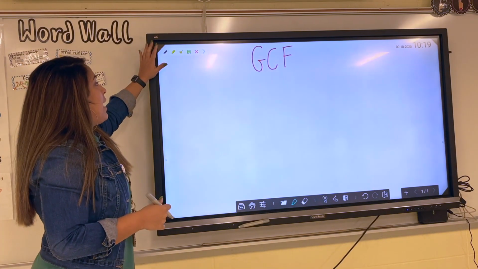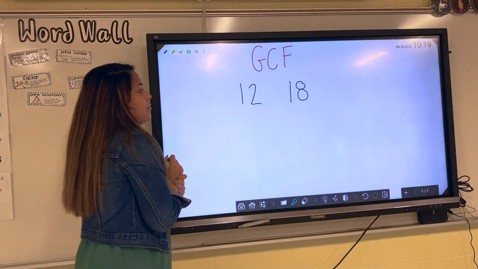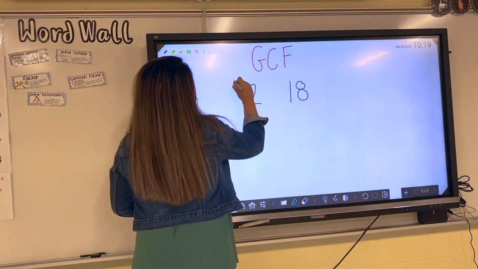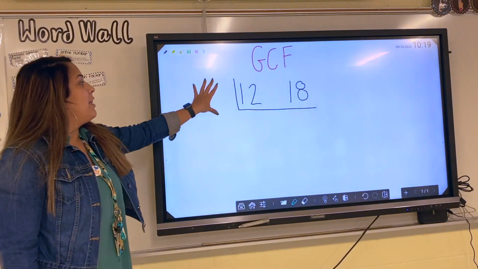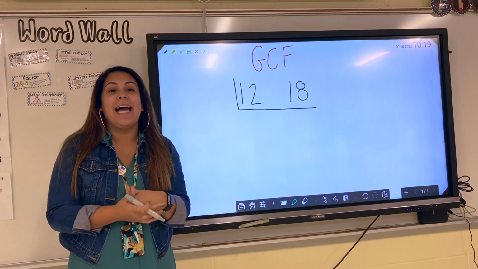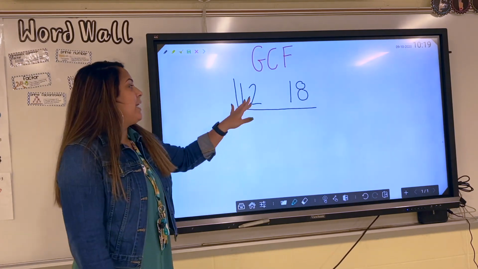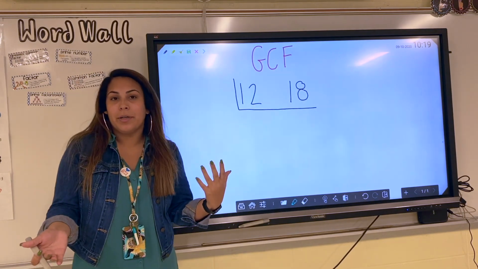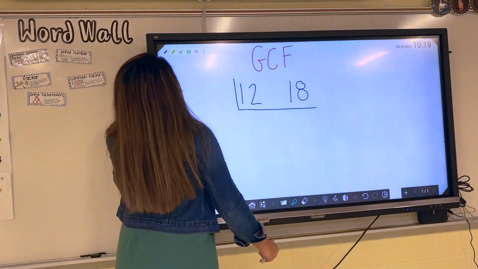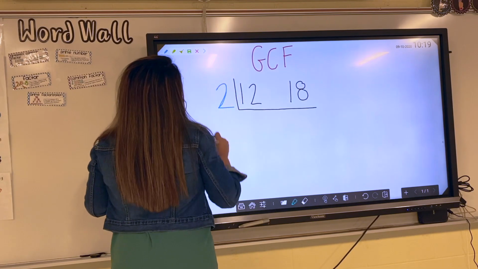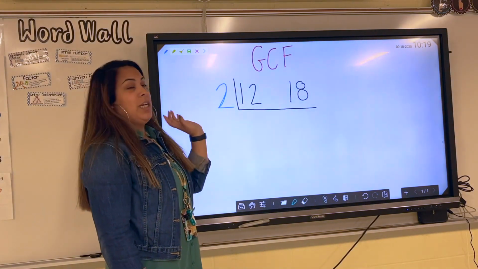Let's say the two numbers I want to look at are 12 and 18. Like I said, we're going to be using the ladder method. I'm going to draw a line, kind of like an L, surrounding the 12 and the 18. Now on this side, I want to list a factor that they have in common. What I've told my kids in the past is an easy way to think about this: if the two numbers in the ladder rung are even numbers, they are automatically divisible by 2. So 12 and 18 are even numbers, so I'm going to put a 2 on the outside because 2 can go into 12 and 2 can go into 18. 2 is a factor of 12 and 18.